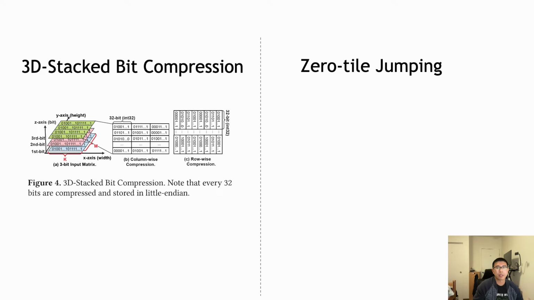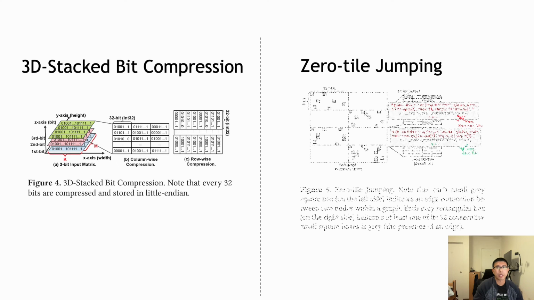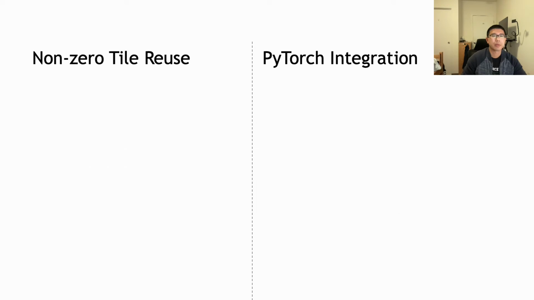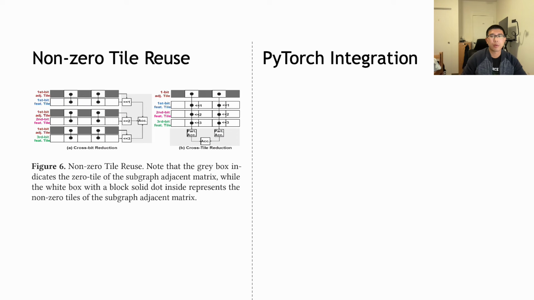Another kernel-level design is our zero-tile jumping technique, where we can explore the existence of non-zero elements inside a matrix tile to determine whether we need to carry out a matrix multiplication on those tiles. We also incorporate a non-zero tile reuse design, which prioritizes the final output result generation of a small output tile by reusing those already loaded 1-bit adjacency matrix tiles.